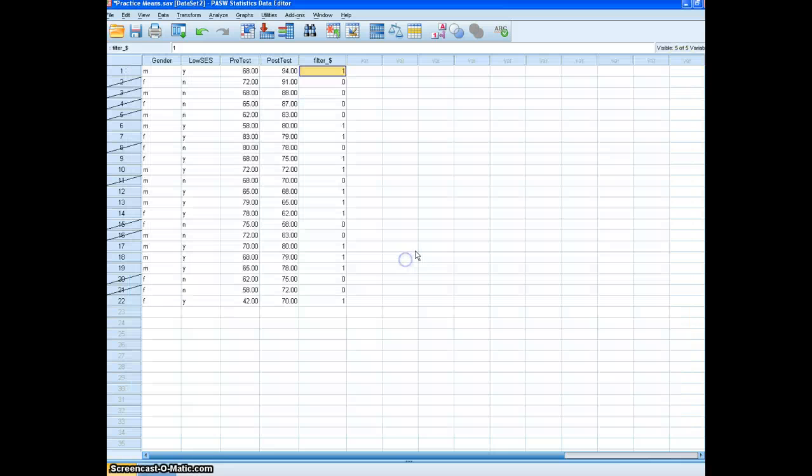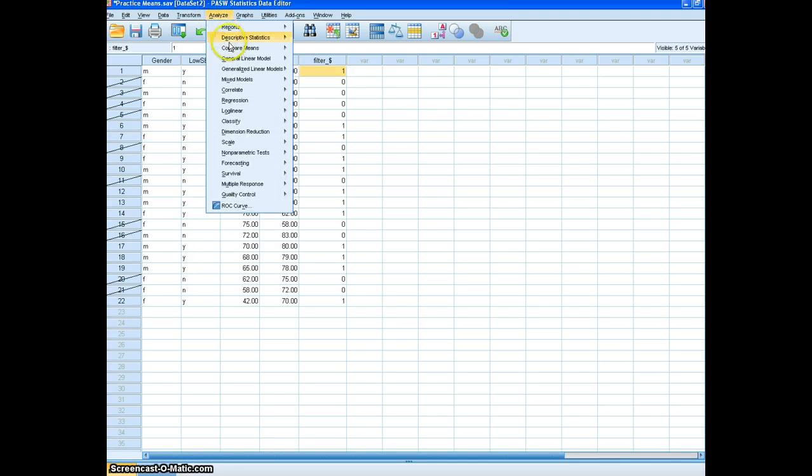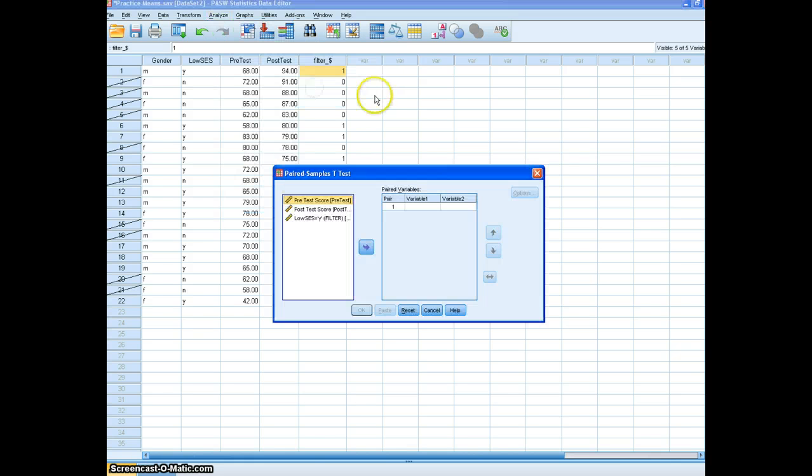So we filtered out. We've only got those that are low SES. What we want to know is if there's a difference between the pre-test and the post-test. This is a paired test. We're only looking for each one who's classified as low SES. So we're going to select Analyze, Compare Means, Paired Samples t-test.